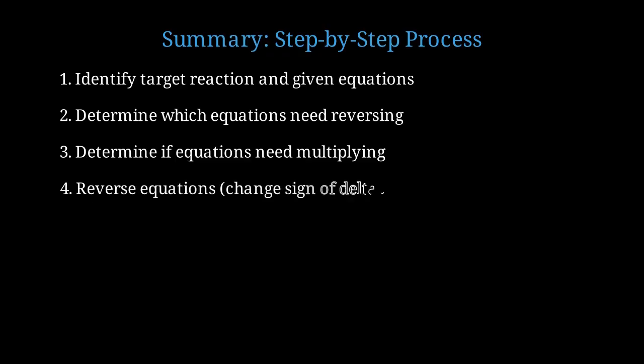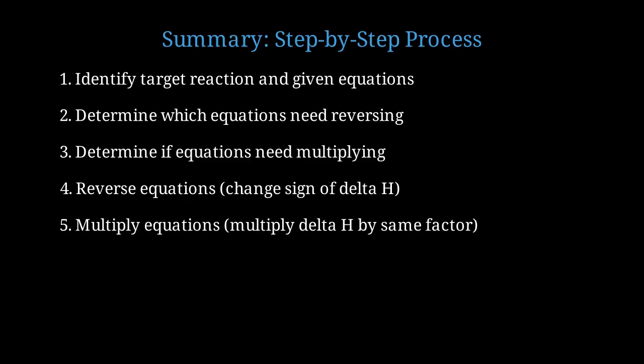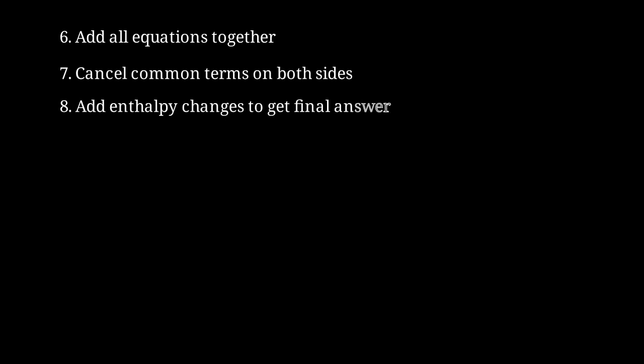Step 4. Reverse equations as needed, remembering to change the sign of delta H. Step 5. Multiply equations as needed, multiplying delta H by the same factor. Step 6. Add all modified equations together. Step 7. Cancel any terms that appear on both sides of the equation. Step 8. Add the enthalpy changes algebraically to get your final answer.